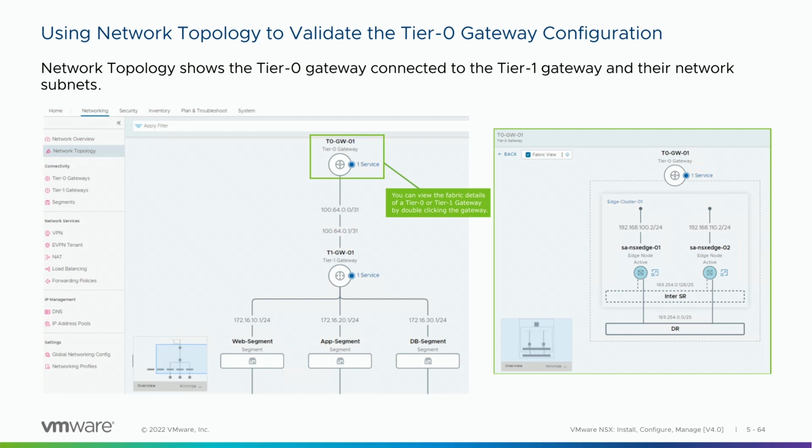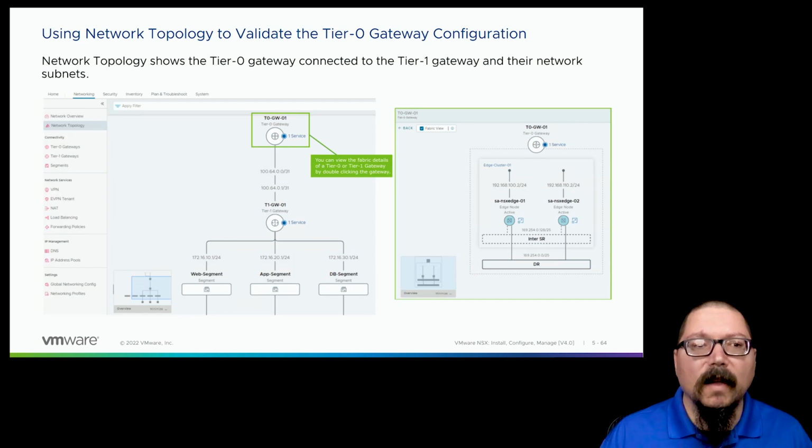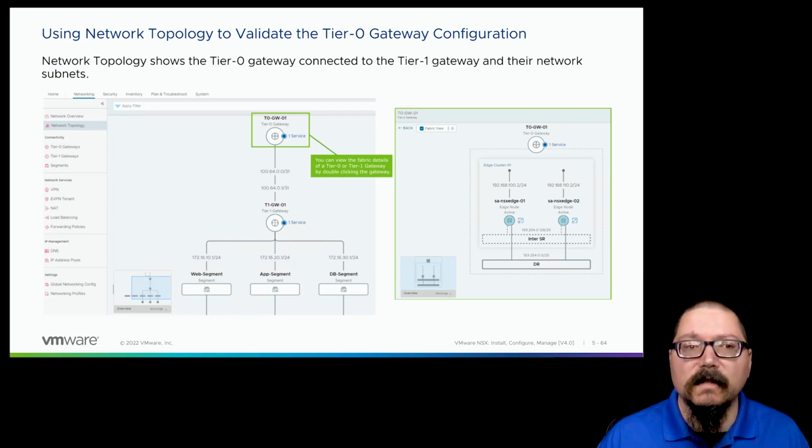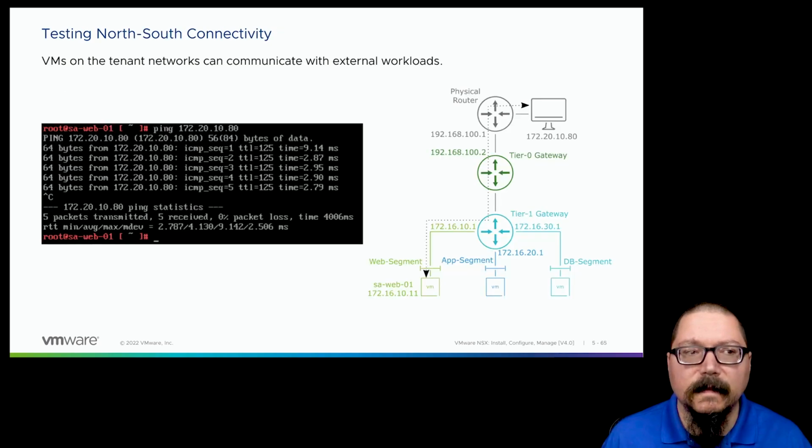Now, with our tier 0 gateways, another feature of our network topology really comes to shine, and that's the fabric view, where we can actually see the different service router components. We can see the edge nodes on which those service router components are attached. We can see the uplink interfaces on those different components and so on. So we can visualize all of the stuff we're building here in NSX.